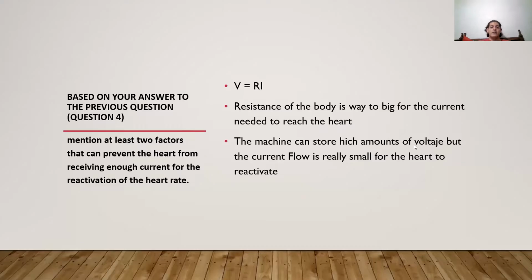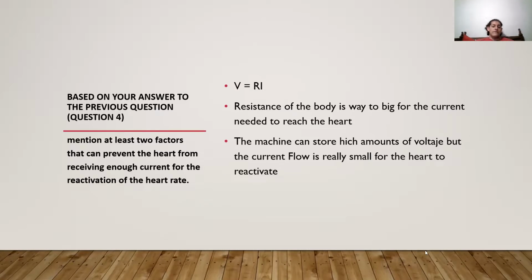Finally, we are asked what are the factors that can prevent the patient from receiving enough current in the heart to reactivate it. And we can explain this by Ohm's law. Also, we could go through the terms from biology, but we're talking about physics. So we're going to talk about voltage, resistance, and current. We know that because of Ohm's law, voltage is equal to R times i. So i is equal to voltage divided by resistance.